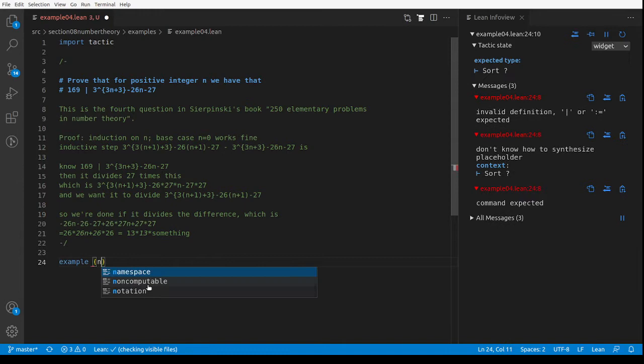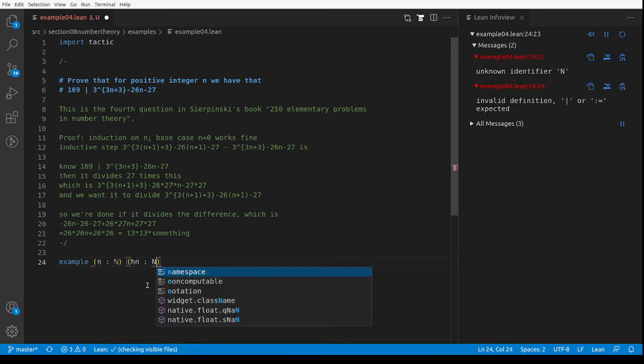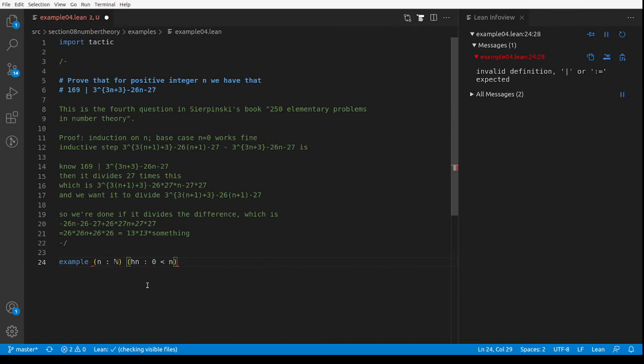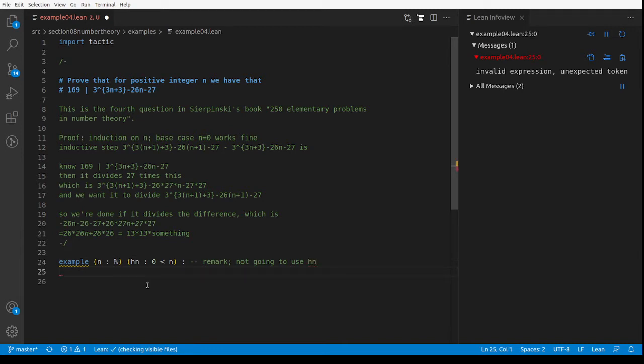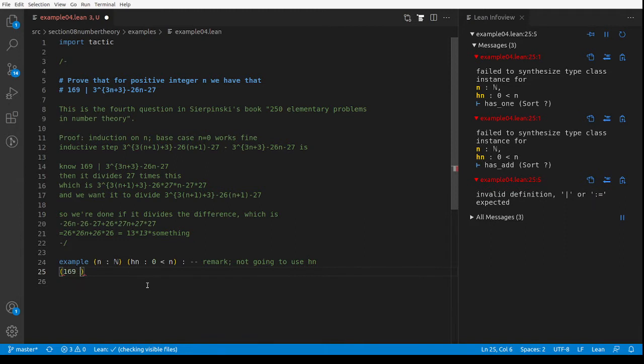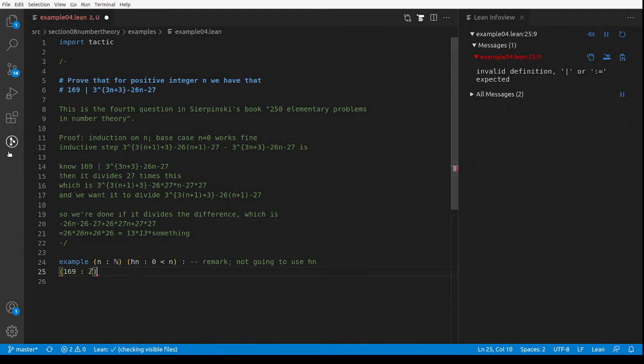So, example, I claim, so n is a natural number, and we've got this hypothesis hn that 0 is less than n, which we're not going to use. Remark, not going to use it. And the conclusion is that 169, so I'm going to work in integers, right? Because if I wrote this for naturals, then it literally would not be the statement, because that subtraction there is not natural subtraction. So it's 3 to the power of 3 times n plus 3. Is that going to work? Yeah. 3 times n plus 3. Minus 26 times n minus 27.